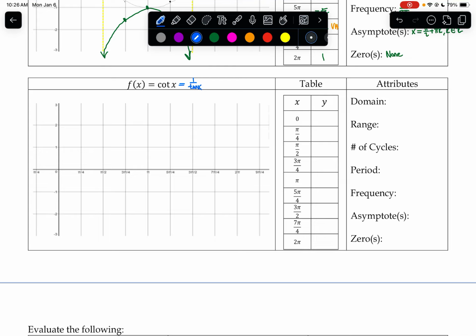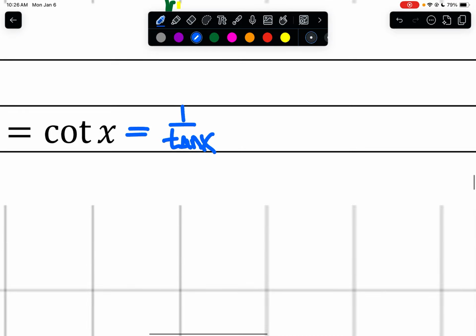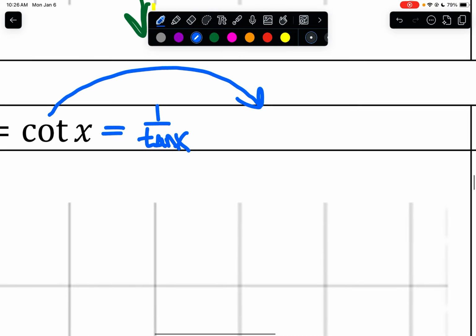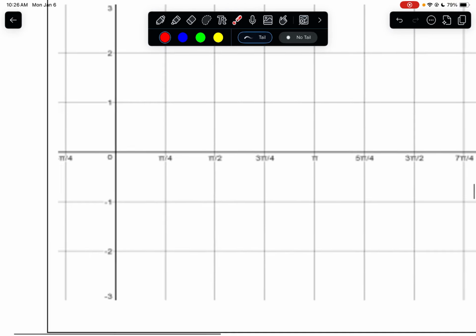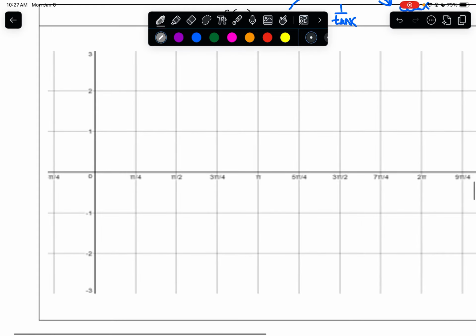So in this case, what I want to re-emphasize with cotangent is cosine over sine. So what I want to focus on is I'm actually going to draw a sine to kind of give me an idea of where the asymptotes are. So sine is going to have this little pattern here. Oh, wow, terrible.